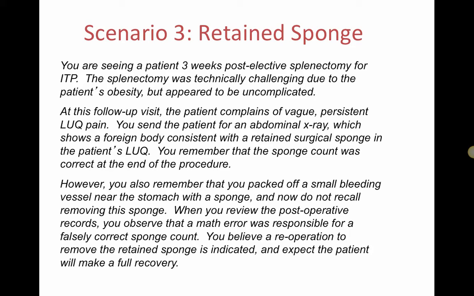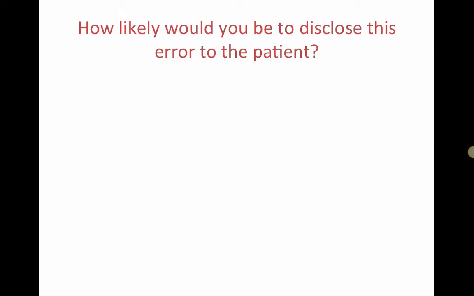You remember that the sponge count was correct at the end of the procedure. However, you also remember that you packed off a small bleeding vessel near the stomach with a sponge, and now do not recall removing the sponge. When you review the postoperative records, you observe that a math error was responsible for a falsely correct sponge count. You believe a re-operation to remove the retained sponge is indicated and expect the patient will make a full recovery. How likely would you be to disclose this error to the patient?